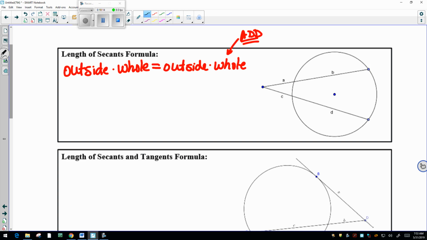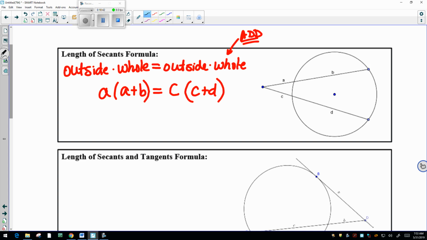So if I look at that top secant here, the outside section of that secant, outside the circle, is A times the whole thing, and we said think add, so I could say A plus B. And we go to the bottom one. The outside section is just that section of C, and then to get the whole thing, I'm going to get C times D. I'm sorry, C plus D. Always thinking add. So outside times the whole.